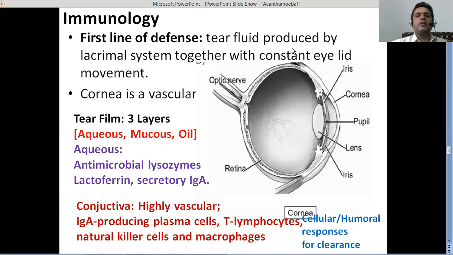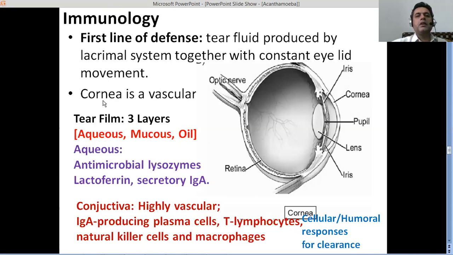And this tear fluid, which is produced by the lacrimal system, makes a tear film. That tear film has three distinct layers, and you can divide these three layers into an aqueous layer, a mucus part, and an oily layer. So there are three layers: aqueous, mucus, and oily layers in the tear film, which is formed here at the surface of your eye.